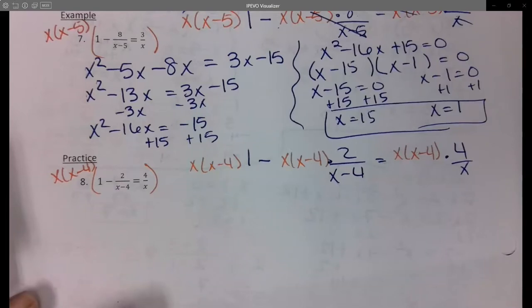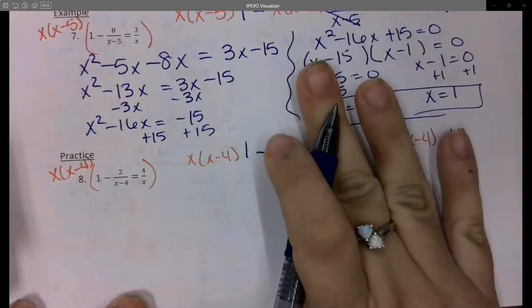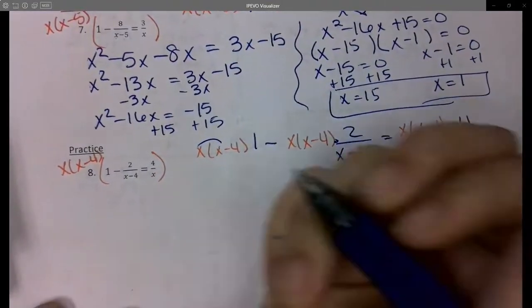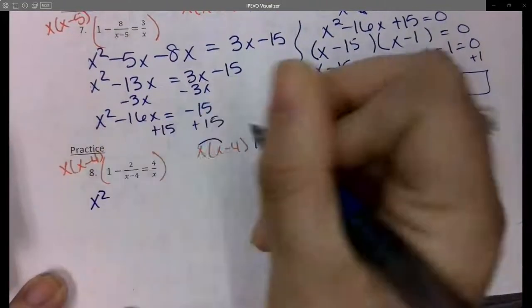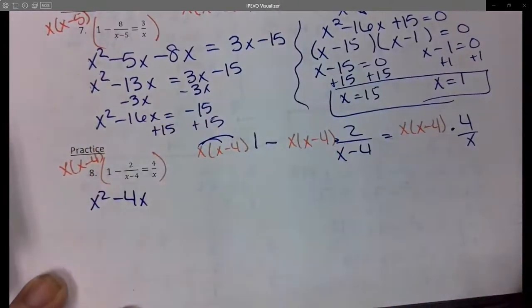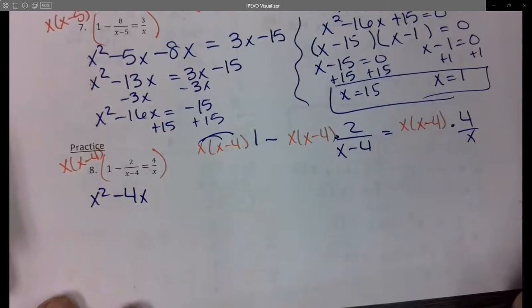Okay. Then I want to go ahead, and this one, on my first term, I can't cancel anything out, so I'm just going to multiply. x times x is x squared. x times negative 4 is negative 4x. And then since I was multiplying by 1, I don't have to do anything else.